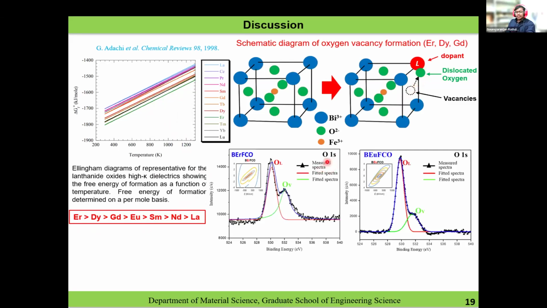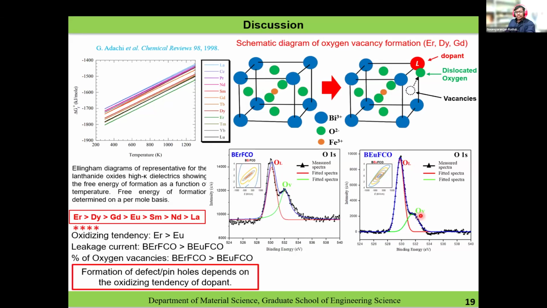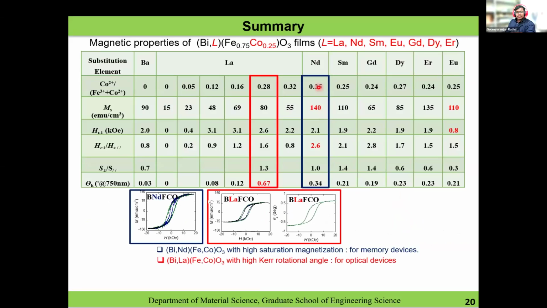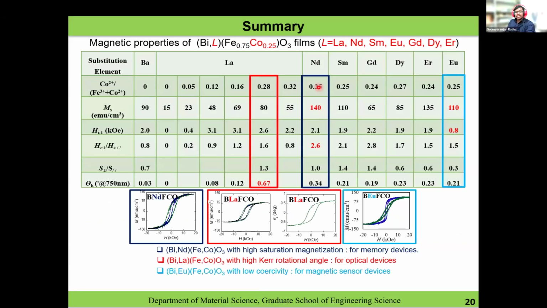This is the evidence from the XPS, which clearly shows, you can see here, this is erbium. In the case of erbium, there is a leakage current and the oxygen vacancy is higher. But in the case of europium, there is no leakage current and there is also very little oxygen vacancy. So from this study, we again proved that we have to substitute an element with low oxidizing tendency. This is a summary of the first finding: we substituted neodymium, and we can say that this material is better for the magnetic memory device. Lanthanum is better for the optical device, and europium is better for sensor devices.